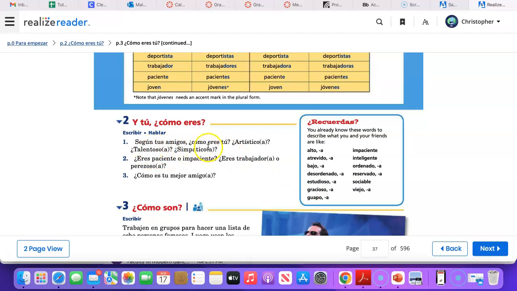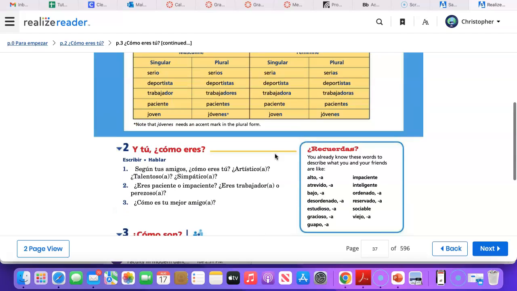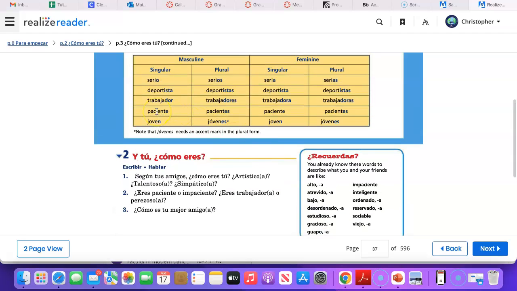Según tus amigos, ¿cómo eres tú? According to your friends, what are you like? Pick 3 adjectives that you think your friends would use to describe you. Según mis amigos, yo soy paciente, honesto, y serio, for example. Según mis amigos, yo soy, and so on.